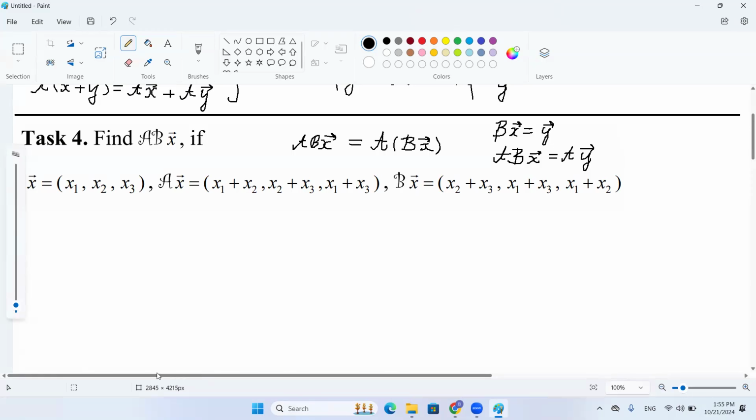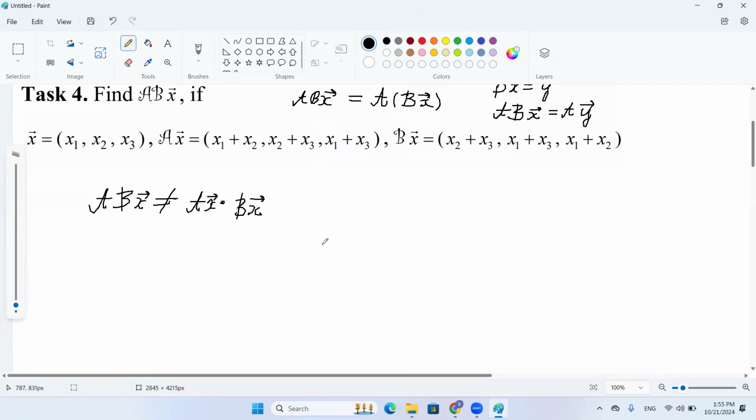So what does it mean? It is not the product in our usual understanding. So it is not equal to the product of operators. Absolutely, it's a different thing. Okay, any ideas how to solve it?